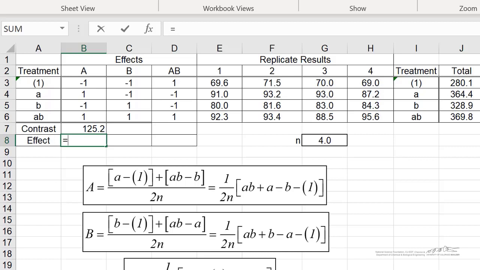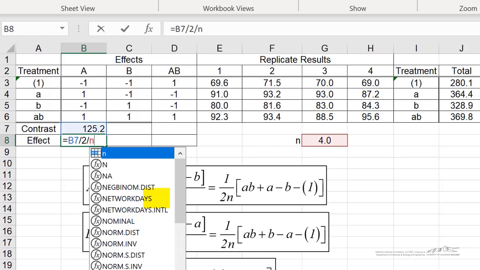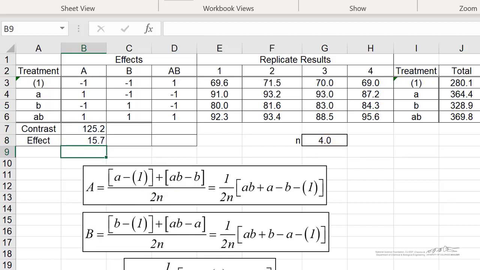The effect of A is always the contrast of A, in this case divided by 2 and divided by the number of replicates for a 2-squared factorial design. And now I can simply drag these both over. So those are the effects of B and AB. So now I've got the contrasts and effects of A, B, and AB.